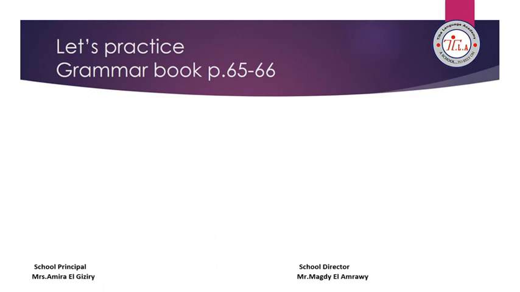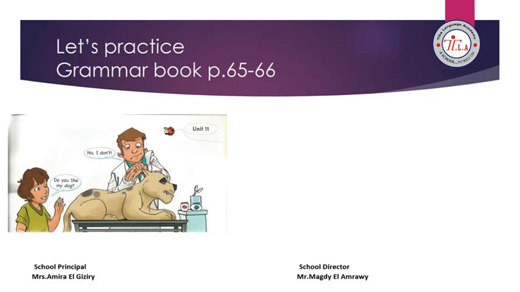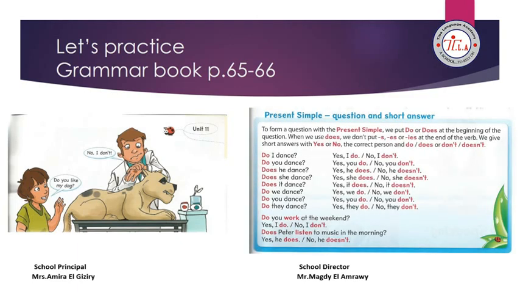Now, Junior 2, let's practice. Open your grammar book, pages 65 and 66. Okay, the first picture here, you can see the vet and the boy. The boy says, "Do you like my dog?" The doctor said, "No, I don't." Remember, Junior 2, to form a question with the present simple, we put do or does at the beginning of the question. When we use does, we don't put s, es, or ies at the end of the verb. We give short answers with yes or no, the correct person, and do, does, or don't, doesn't, as we said before.